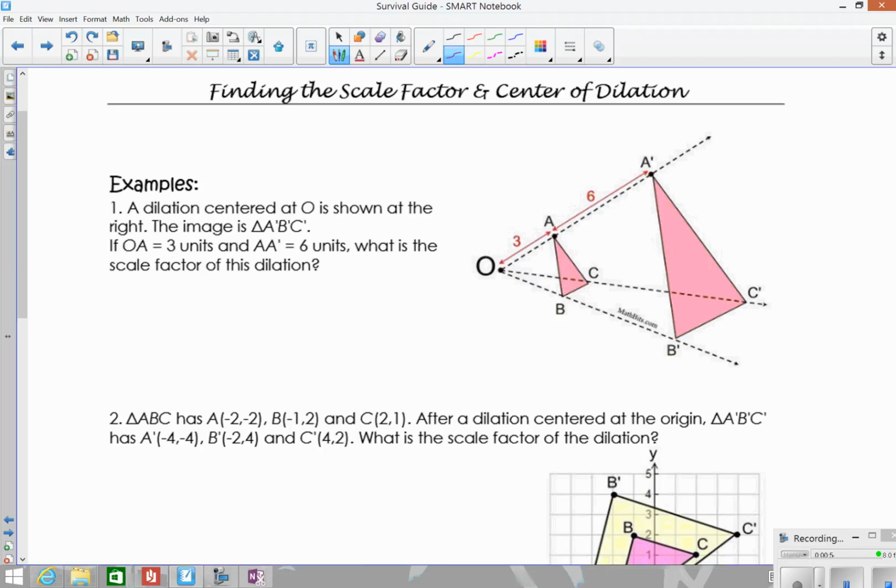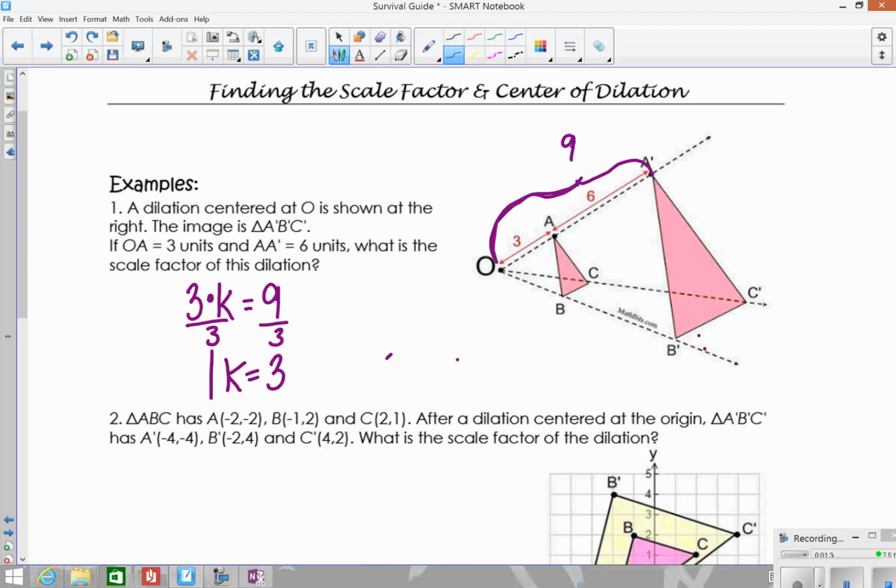If we're trying to find the scale factor, it means that we took that distance of 3 and multiplied it by the scale factor in order to get the new distance, which will be from O to A prime. Whatever the scale factor is, you always multiply it by the old distance. So the old distance times the scale factor will give us the new distance. When I look at this picture, the new distance from O to A prime is going to be 9. So 3 times the scale factor had to equal 9. When you solve this, divide both sides by 3, you get that the scale factor had to be 3.